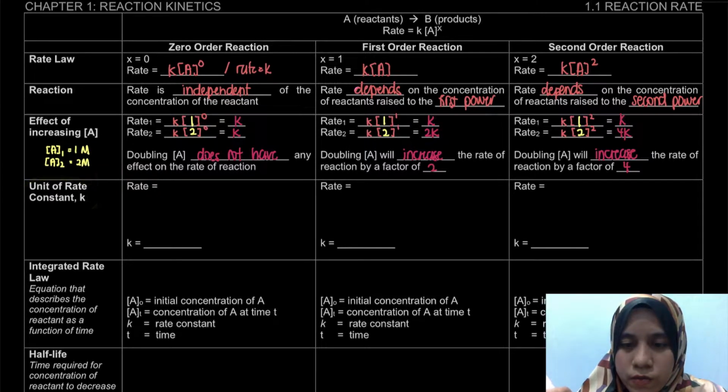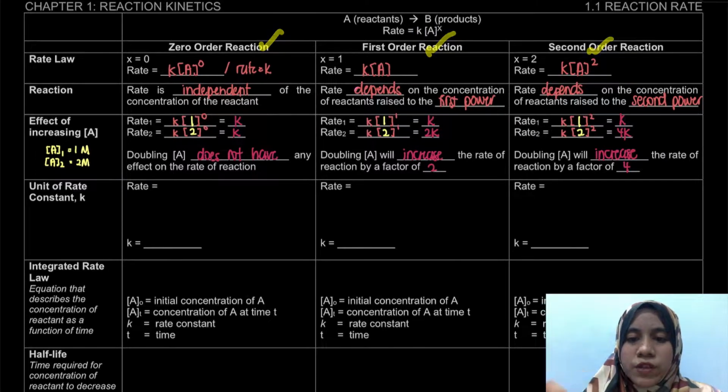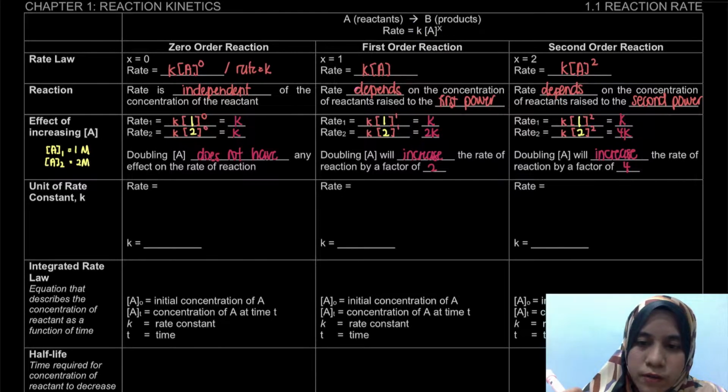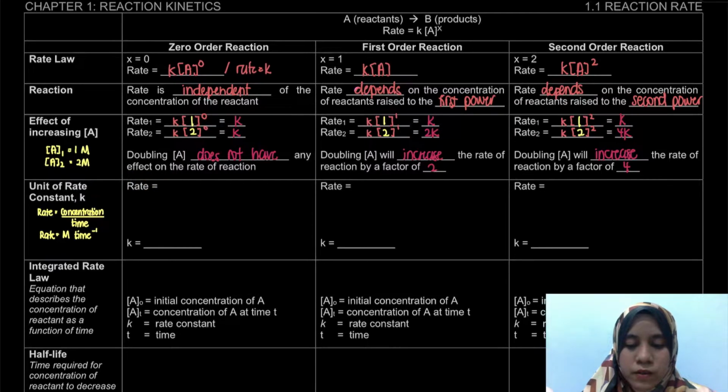So here, K. For each order of the reaction, we will have a different unit of K. So before that, it depends on the rate law: rate is equal to k[A]^x. So what is rate? We have learned at the start of the chapter that rate is the change in concentration divided by time. Time could be second, day, hour, minute. So here I'm just going to write down time only.